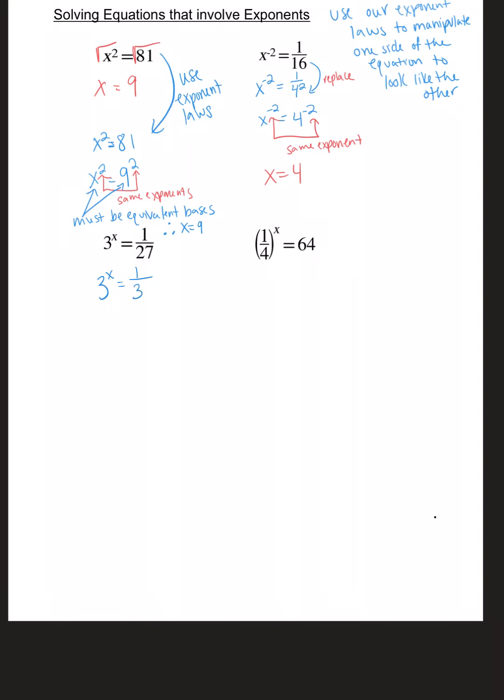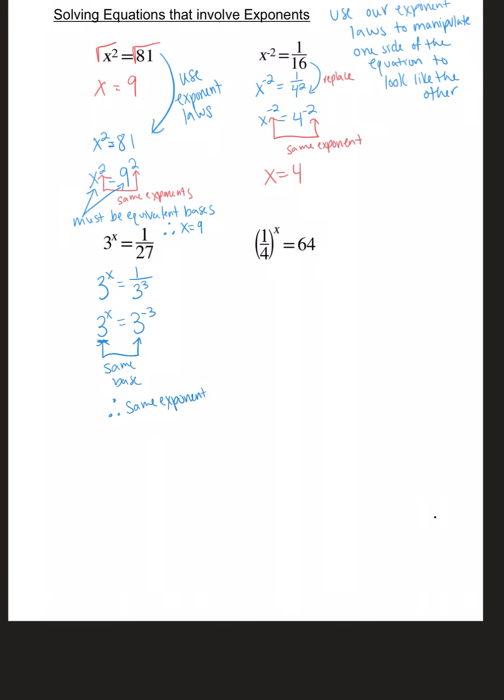Okay, so 3 is my base. 3 squared is 9. 3 to the power of 3 is 27. Okay, so from here, 3 to the power of 3, if I want it to look more like the left side of my equation, well, I can write this as 3 to the power of negative 3. Okay, now we have the same base. So we can say, therefore, we also have the same exponent.